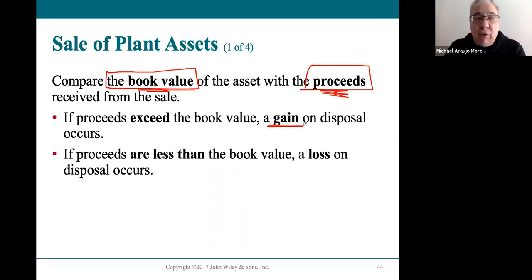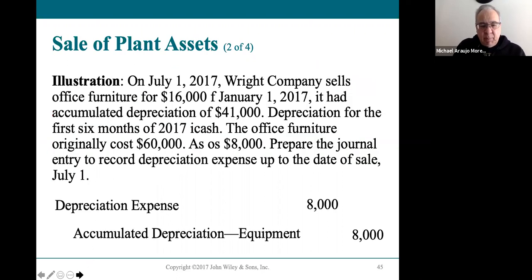Now, you might go back to chapter 5 to the multi-step income statement, and you remember there's a section, the other section: other revenues and gains, other expenses and losses. That's where this is recorded. It's recorded on the income statement as either a gain or a loss. It's a gain when the proceeds are bigger than the book value. You have to recognize the gain. If the proceeds are smaller than the book value, then you recognize the loss. And that's basically the most important part you have to understand for this particular section.